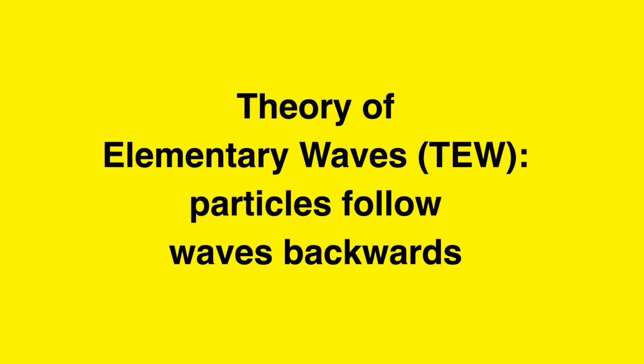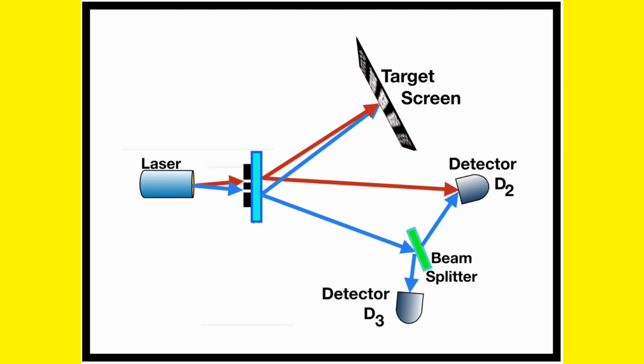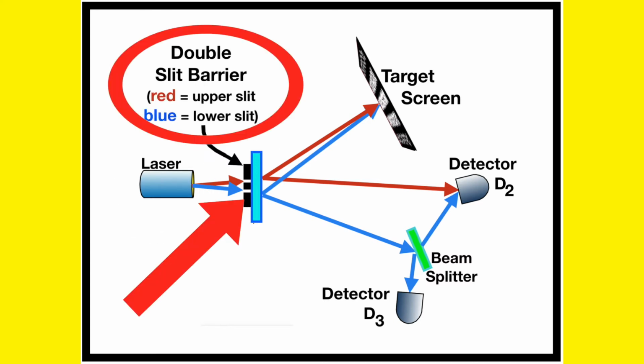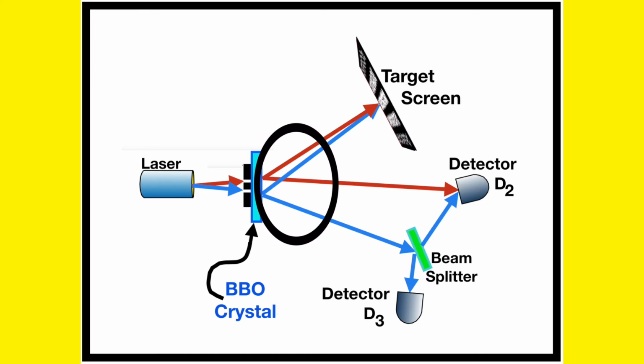We will analyze this experiment from the viewpoint of the theory of elementary waves, in which particles follow waves backwards, and we will demonstrate there is no quantum eraser problem. Yun-Ho Kim et al. built a complicated apparatus which I'm going to simplify in this video in order to focus on the basic issues. Photons come from a laser on the left, go through a double-slit barrier, and then behind the double-slit barrier, a BBO crystal which divides each photon into two identical photons.